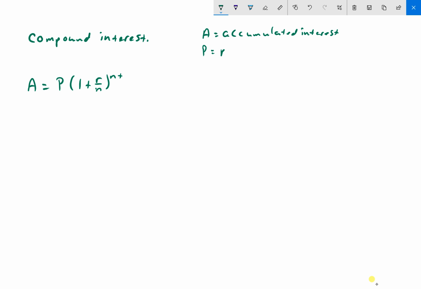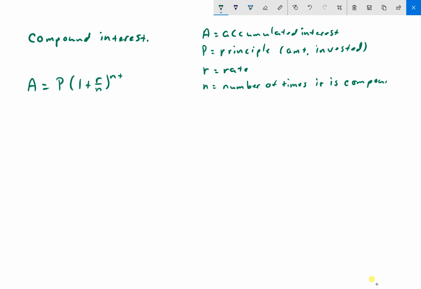P equals the principal, which is the amount invested. R equals rate. It's usually given as a percentage, so you have to convert to a decimal. N equals the number of times it is compounded per year. And T equals time, usually in years.